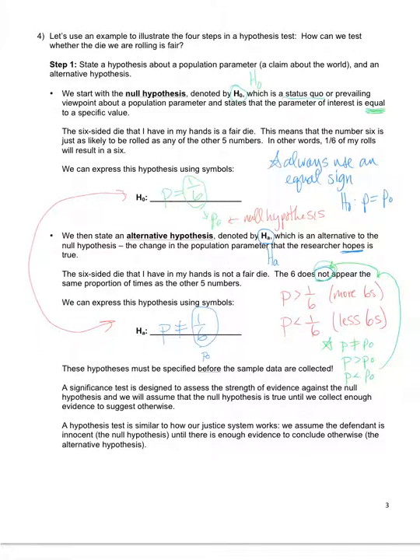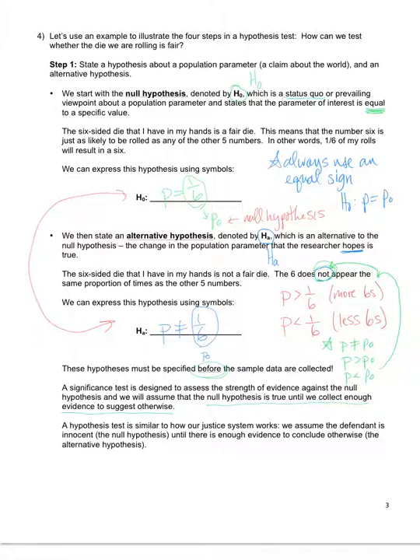Okay, so these hypotheses must be specified before the sample data are collected. So again, that's a big piece of this. That's why it's step 1. A significance test is designed to assess the strength of evidence against the null hypothesis, and we will assume that the null hypothesis is true until we collect enough evidence to suggest otherwise. So keep in mind all of the following steps, steps 2, 3, and 4, are going to be carried out with the assumption that the null hypothesis is true.